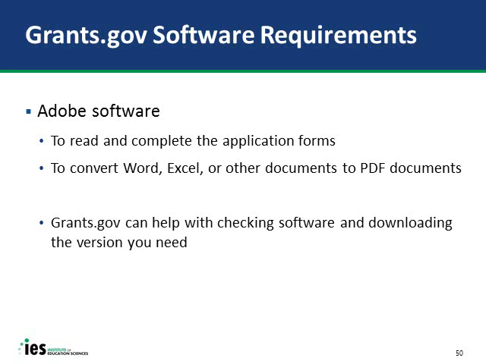As noted earlier, you need Adobe software to read and complete the application forms. In addition, you will attach documents to the application forms that contain the substance of your application. More on that later. These documents must be in a PDF format in order to be accepted by IES. If you need help converting your files to PDF, Grants.gov has resources to check the version you have and download the version you need if you don't have the correct version. Note, if you can see the application package, you are able to complete and submit grant applications on Grants.gov.